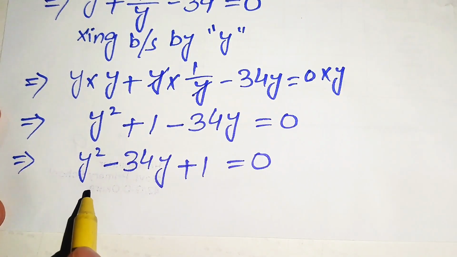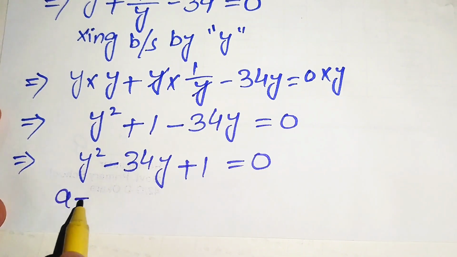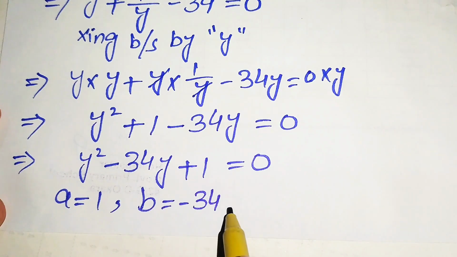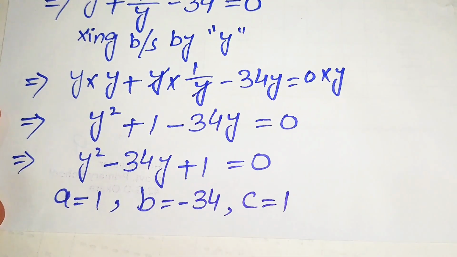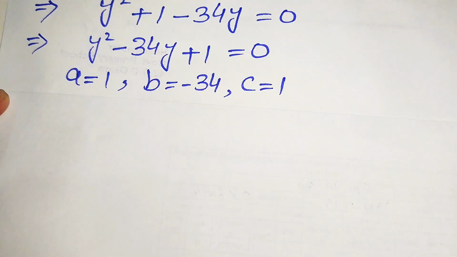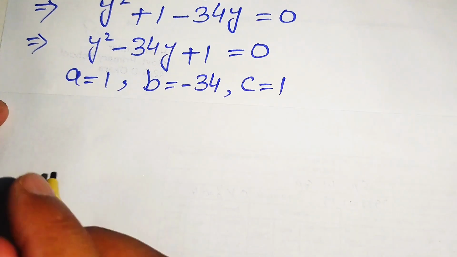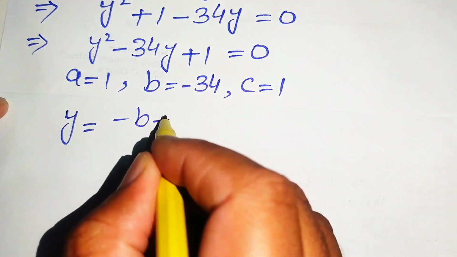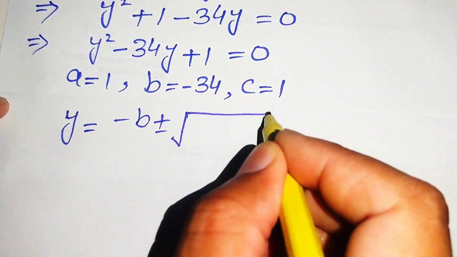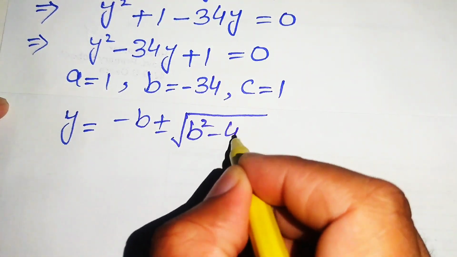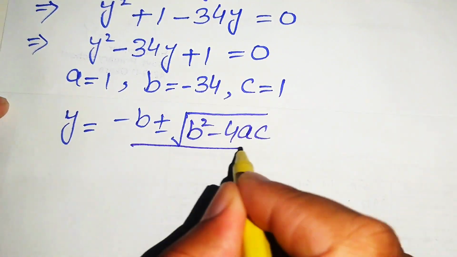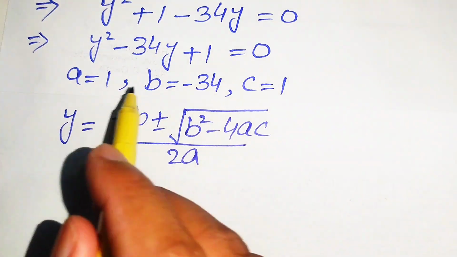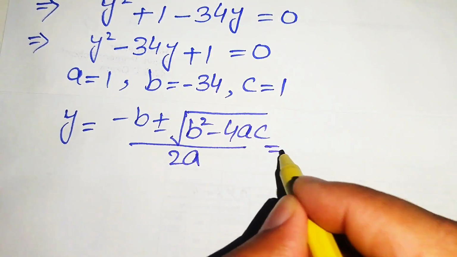First we write the coefficients of this equation: a equals 1, b equals minus 34, and c equals 1. And here we use the quadratic formula. You know the quadratic formula is written as y equals minus b plus minus square root of b squared minus 4ac, divided by 2a. This is the quadratic formula, and now we substitute all three values into this formula.